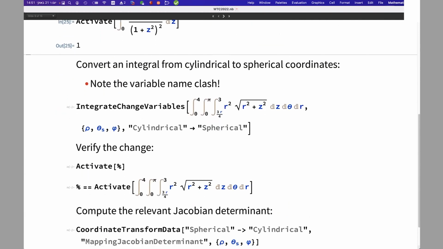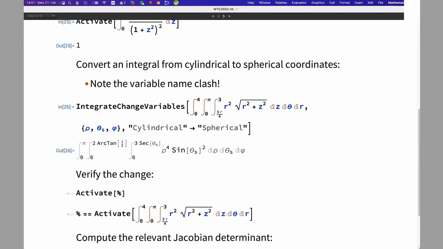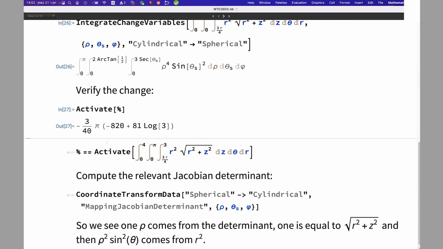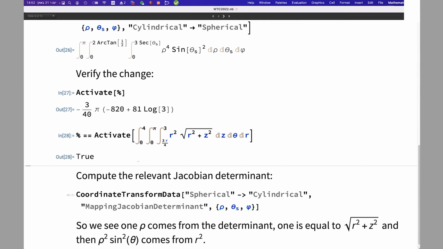Now I'm going to change from this complicated looking integral from cylindrical to spherical coordinates. And I'll let it think. And while it does, I'll point out the name clash. So we have a theta over here, which is the angle in the plane, and a theta in spherical coordinates, which is the angle from the z-axis. So they're very much not the same theta. So I, in fact, had to rename this theta theta s. If you try to put a theta there, it will yell at you that you can't have the same variable names in both the old and new system, because then you will get very confused. And let's activate that integral. We get an answer. And again, we verify the answer by activating the original integral. And voila, it's the same answer.